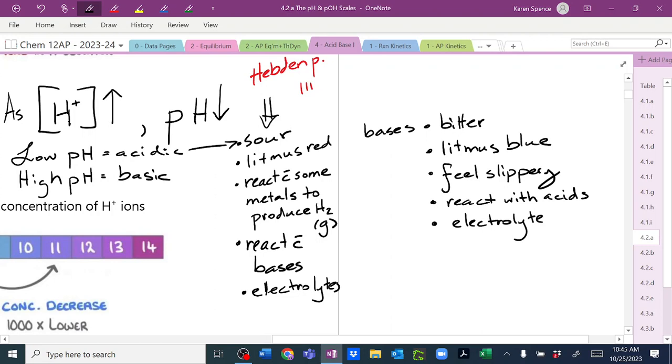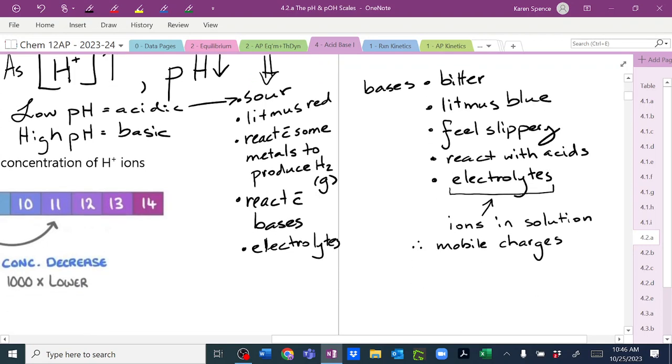Does everyone remember what an electrolyte is? An electrolyte has ions in solution, and therefore you have mobile charges, and therefore the solution will conduct electricity.